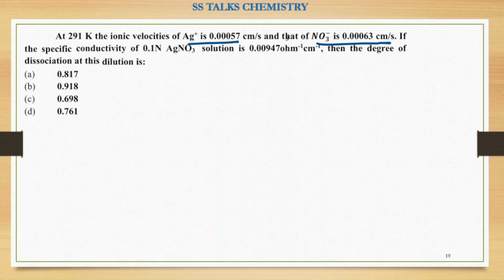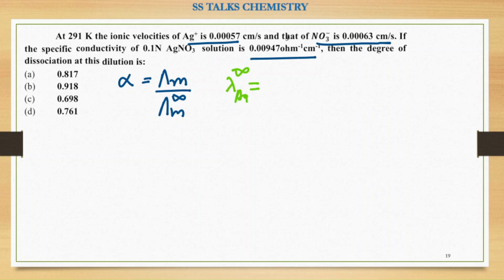If the specific conductivity of the 0.1 normal AgNO3 solution is this much, then what is the degree of dissociation at this dilution? So again, you need to find the alpha value, which is the ratio of the molar conductivity at some other conditions to the molar conductivity at infinite dilution, right? So now, from the velocities, we need to find the conductivities. To find the conductivity at infinite dilution, you need to find it for this AgNO3.